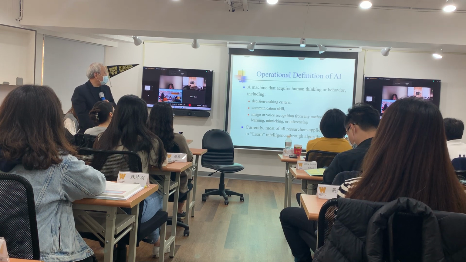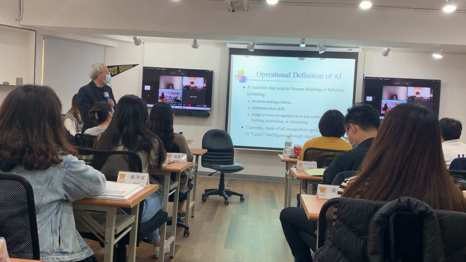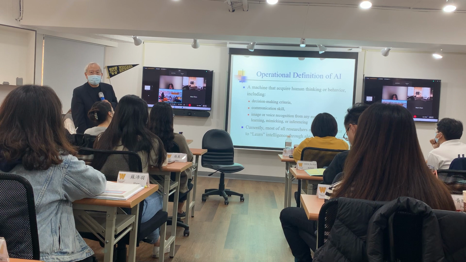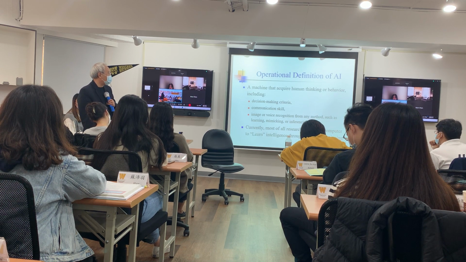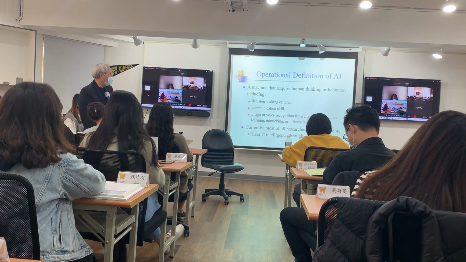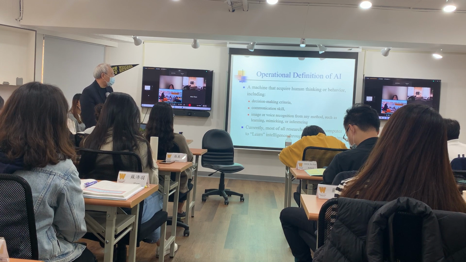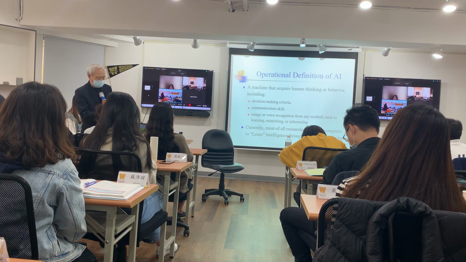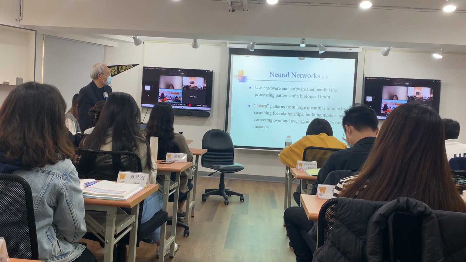Operational definition of AI: a machine that imitates human thinking or behavior, including, number one, following decision-making criteria. You should have communication skills, image or voice recognition by any method. And most researchers apply computers to learn intelligence through algorithms. Okay, that's the operational definition. Then the following.